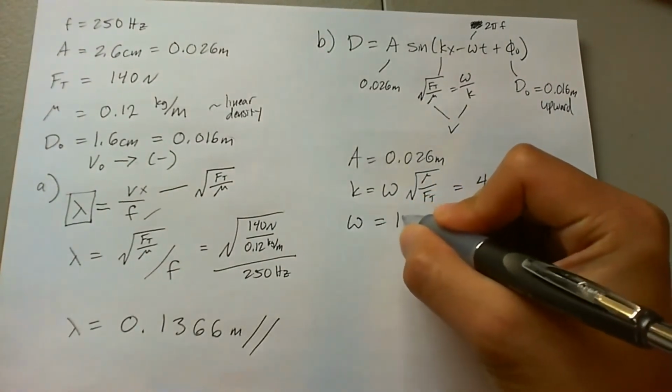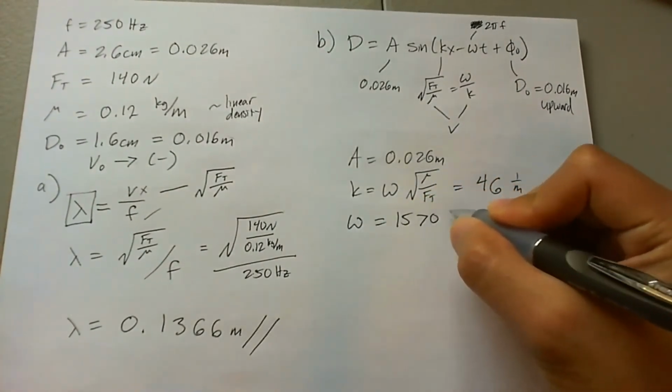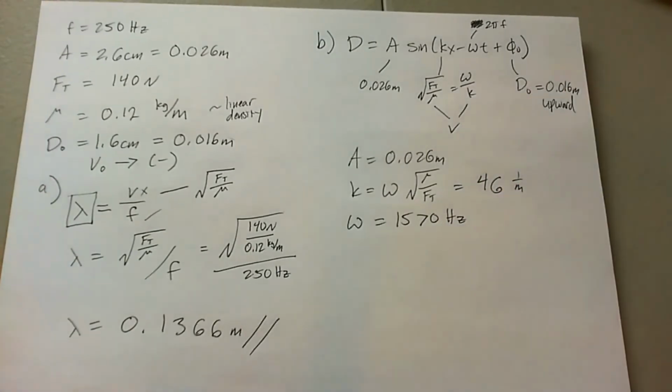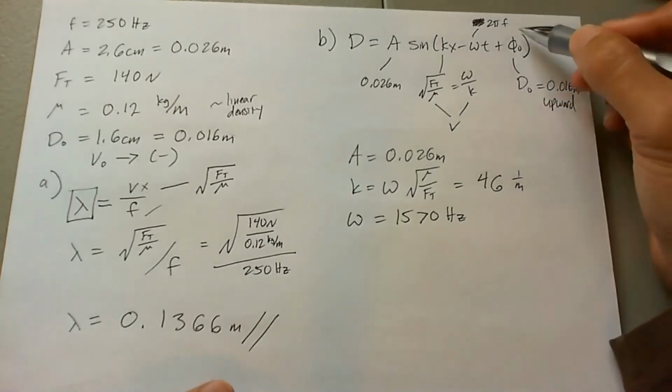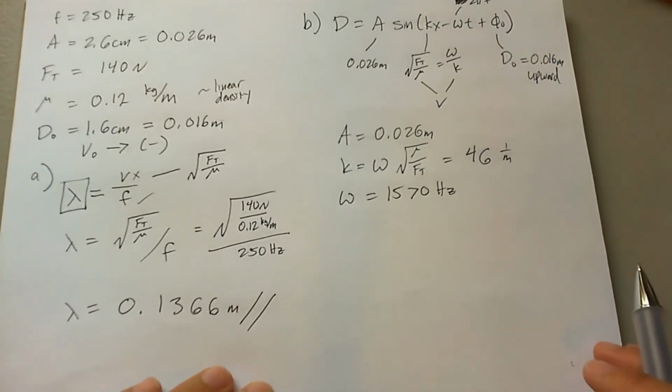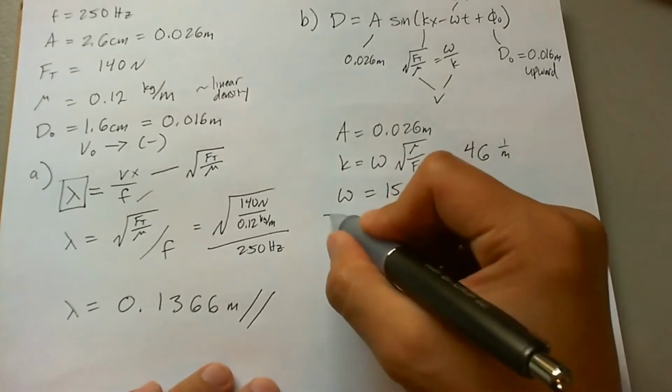Omega is going to be 1,570 hertz. That's just 2 pi times 250. And it looks like we have everything except phi. And this is where the hard part comes in. Well, I think of it as the hard part.